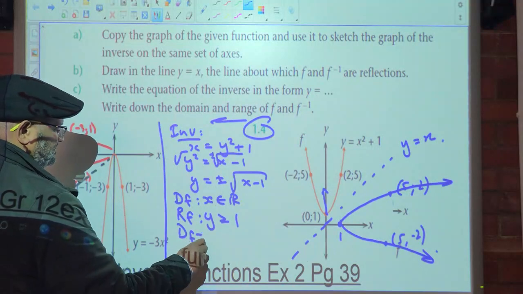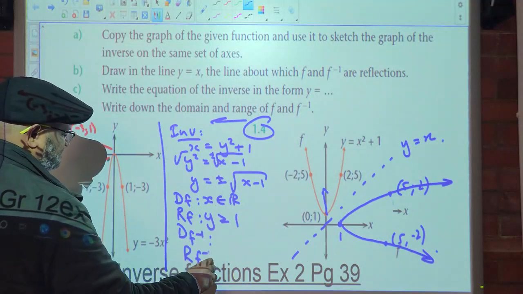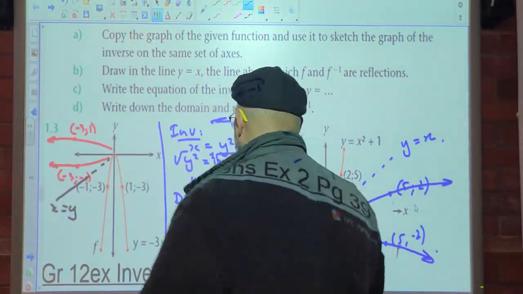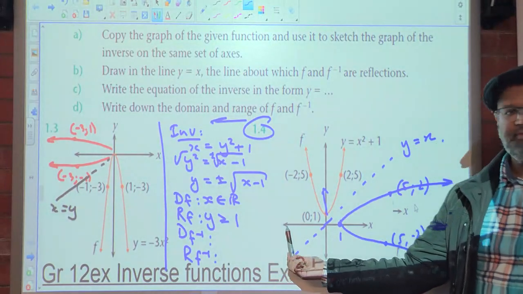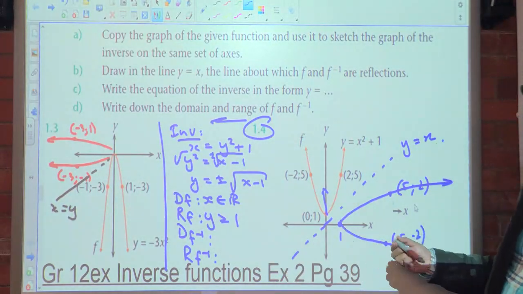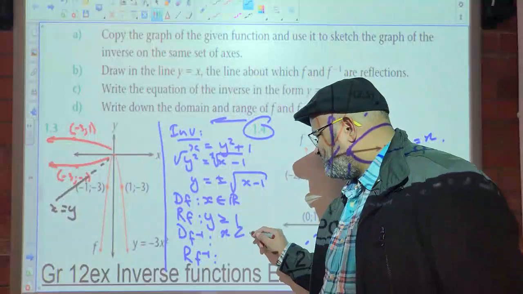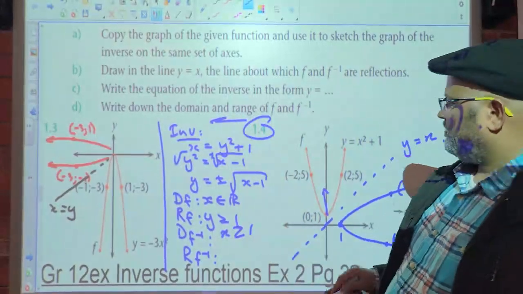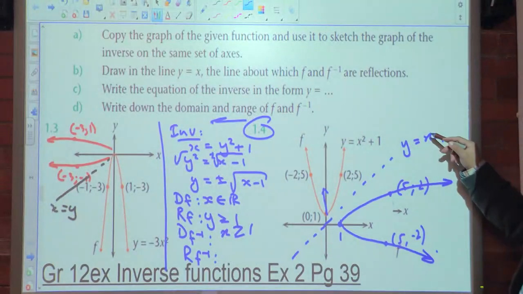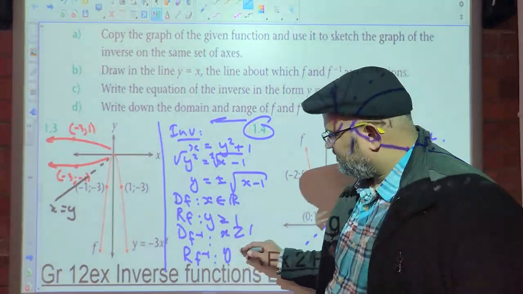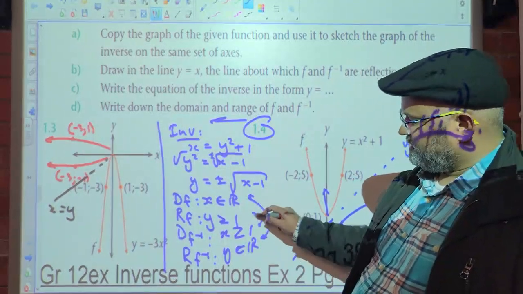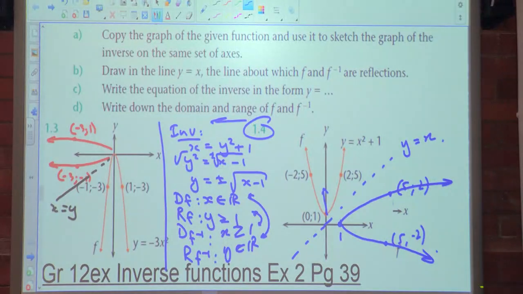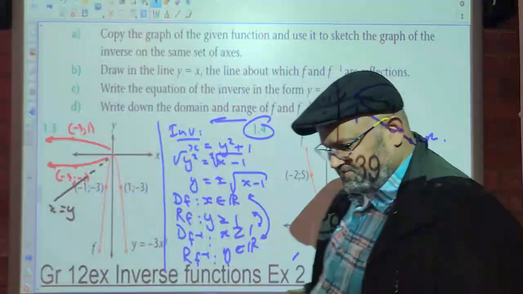Domain of the inverse and the range of the inverse function. So as you can see here, the domain of this function. Does this graph exist at negative infinity? No, where does it start existing at? 1 onwards. So x is greater than or equal to 1. What about the range? Negative infinity, positive infinity. So y is an element of all real numbers. Again, you can see that relationship that exists between those two. Okay. Any questions? No?